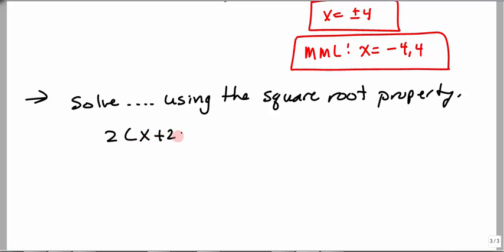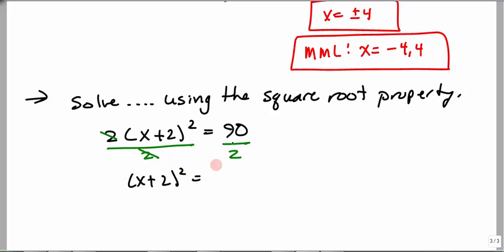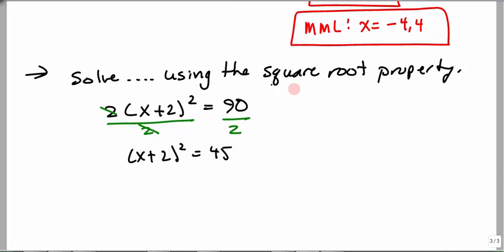So I have 2 times the quantity, x plus 2, quantity squared equals 90. So here I'm going to do the same thing. I have single terms on either side, so I'm going to isolate my quadratic by dividing through by 2. 2's cancel. And I have x plus 2, quantity squared equals 90 divided by 2 is 45. Okay, this has to use the square root property, so that's what I'll do next.